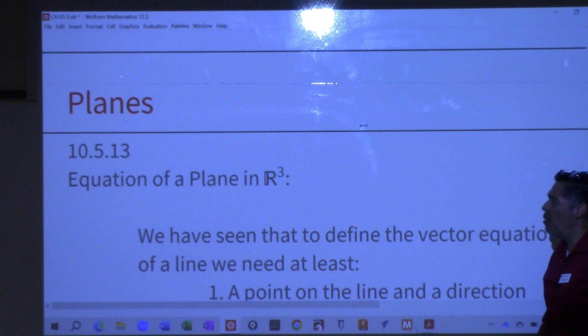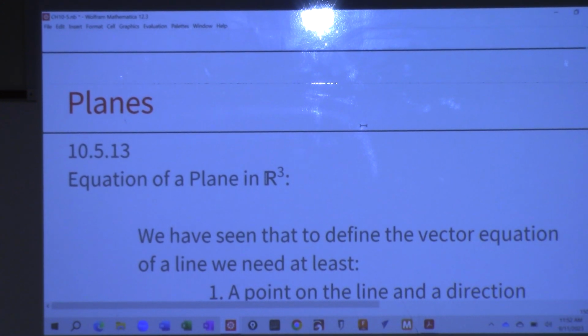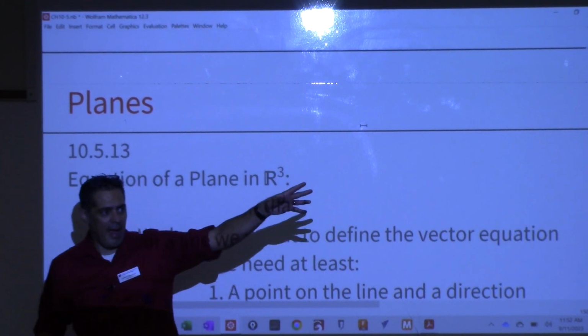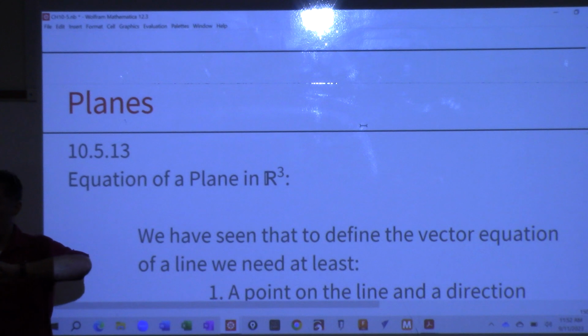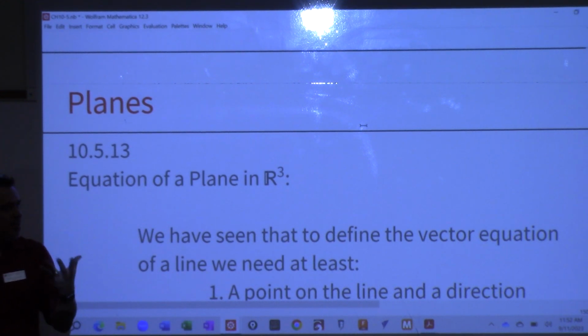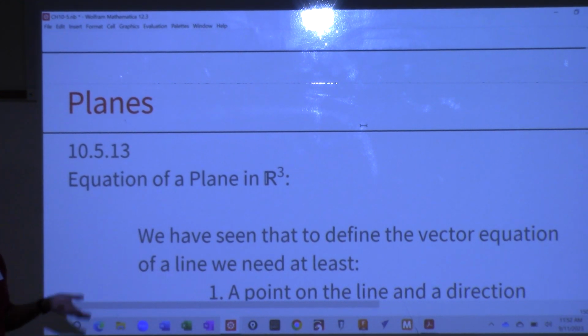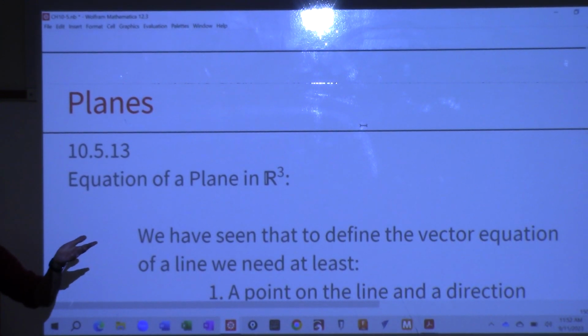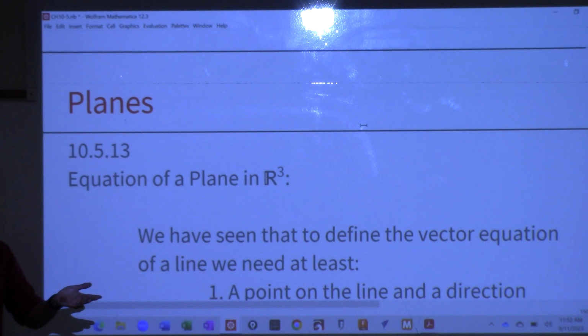So we're going to talk about the equation of a plane in three-dimensional space. And you probably are thinking, okay, well, we just talked about lines, which we've talked about in the past, and we found a vector equation for a line, right? So it seems natural to think, okay, well, next thing we should do is talk about planes and find the vector equation of a plane, right? It seems natural to you? It's not what we're going to do, all right?